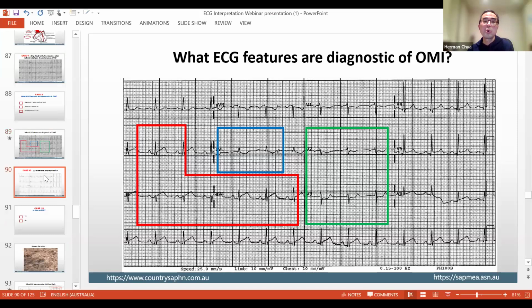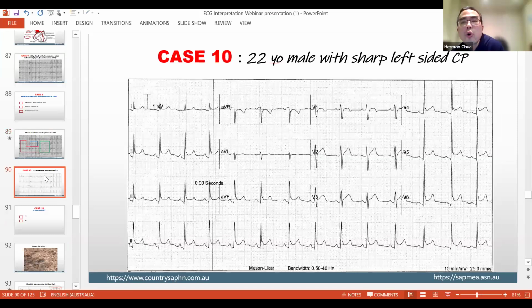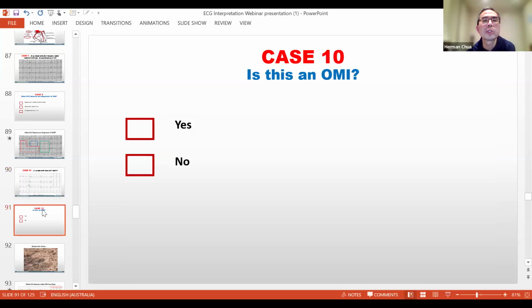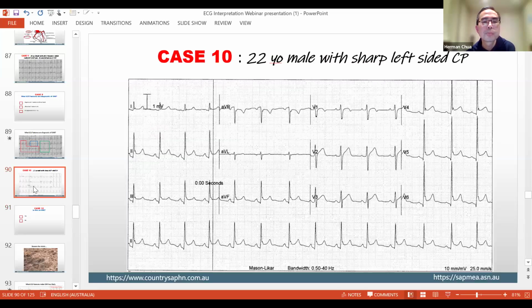Okay, so next one. This is a 22-year-old male who complains of sharp left-sided chest pain, right? The question is, is this an OMI? Yes or no? I'll show you the ECG again. That's the ECG. Let's have the poll. Is this an OMI, or STEMI if you like, or occlusion myocardial infarction? Yes or no? Let's have the poll.